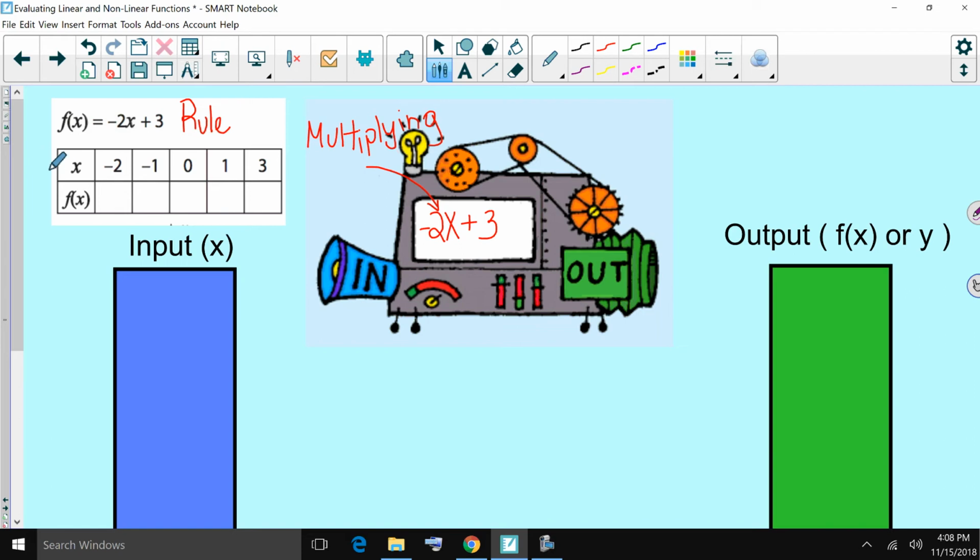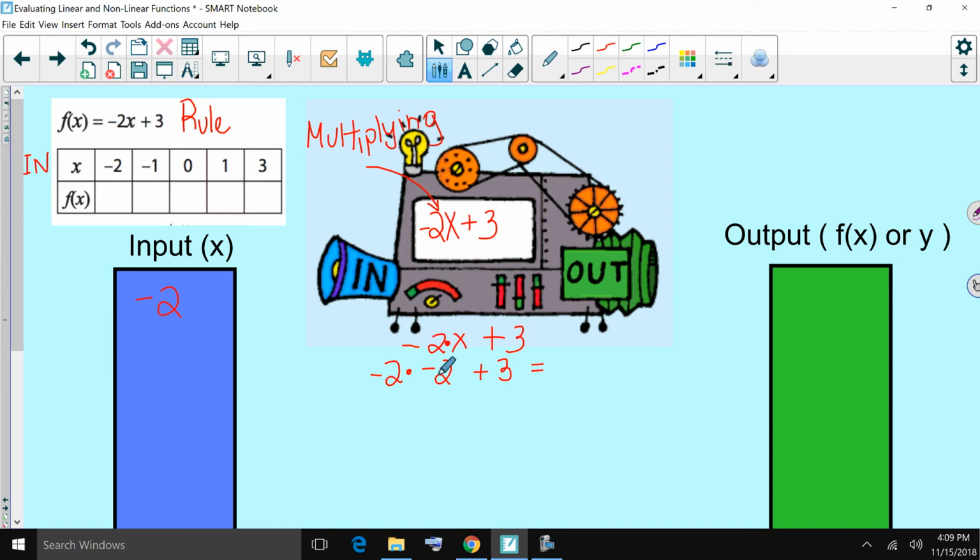The first value of x, or my first input, is -2. So I know that what I want to enter in the machine is a -2. So I'm going to write here what the machine is going to do to it to have it ready for me. The machine is going to multiply -2 times whatever the input is, and then add 3 to that. Okay, so I'm going to start. -2 times the input. Well, the input right now is -2, and then add 3.